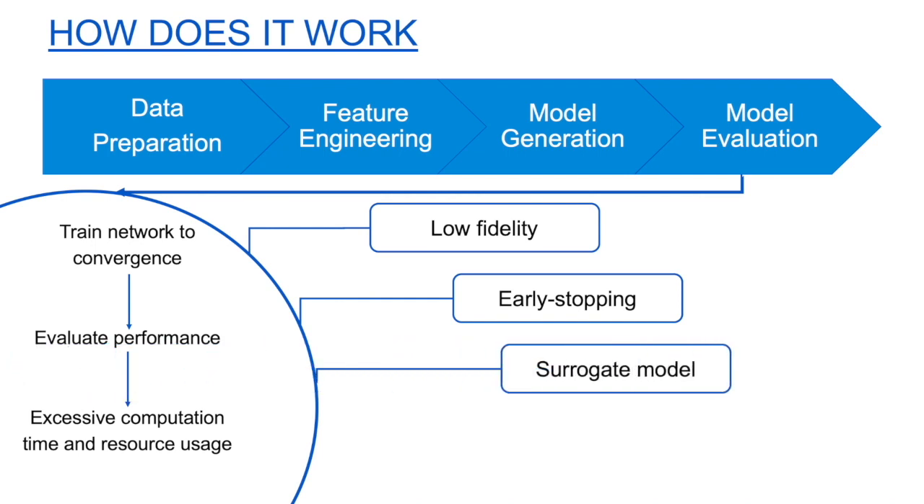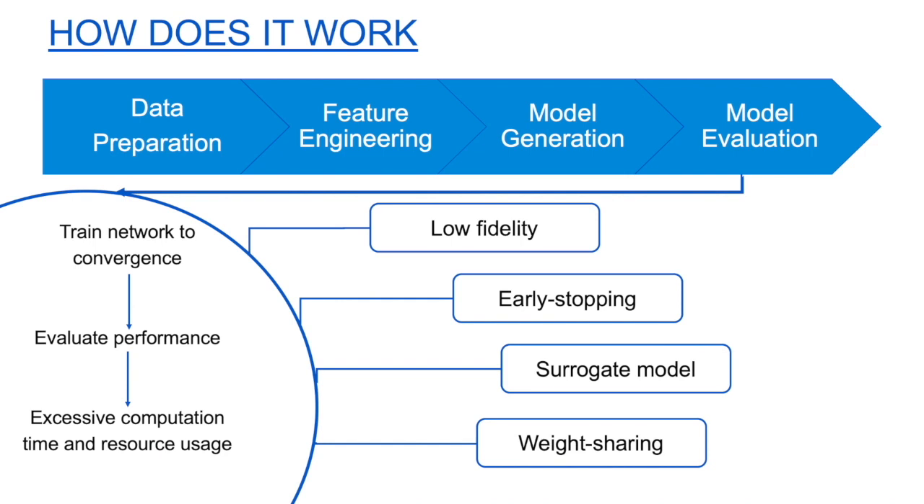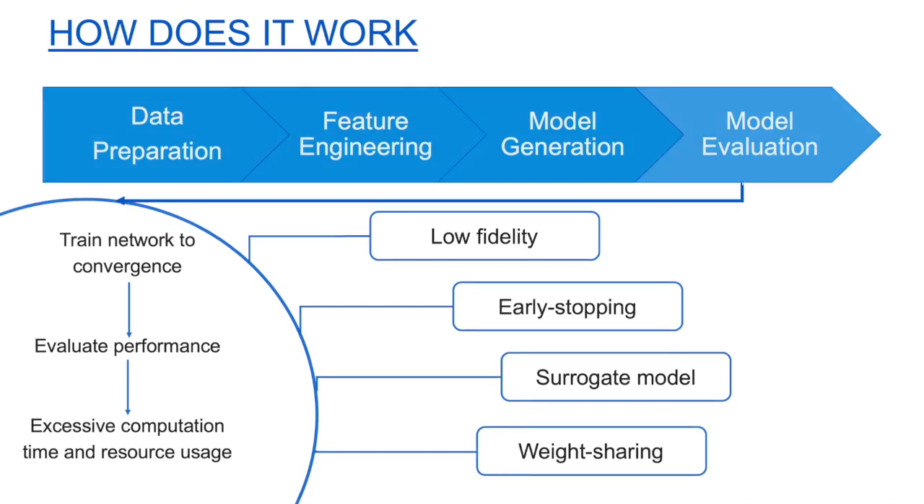Another method is a surrogate model. This technique tries to approximate the black box function and predict its results. Good predictions will then be further evaluated. And lastly, weight sharing. This method uses knowledge from previous models, the weights, and uses good weights to increase the speed of the process.